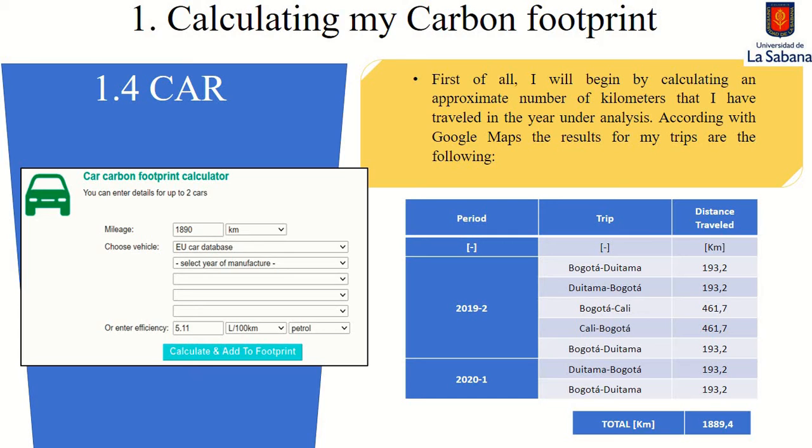And according to the specification of the Chevrolet Spark, the car in which I made the trips, the gasoline consumption is 5.11 liters per 100 kilometers. This value is necessary to perform the calculations.